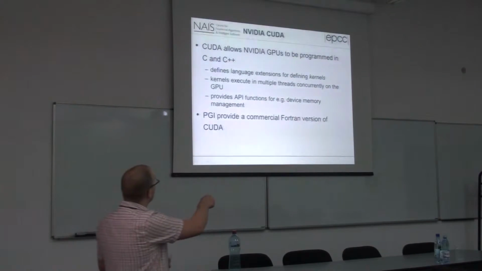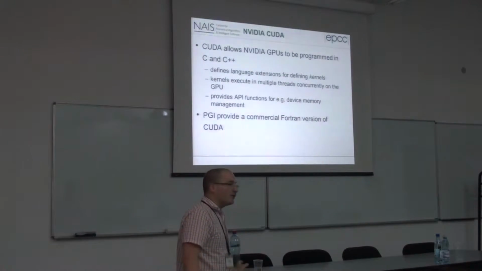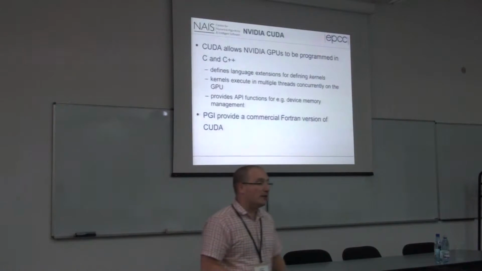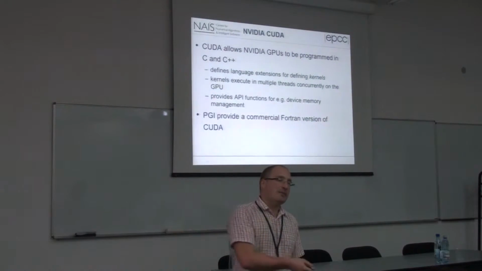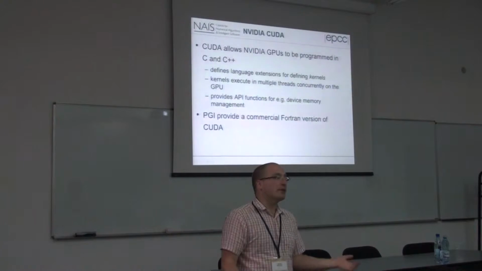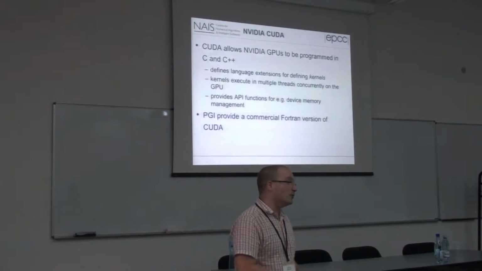And that's fine for C and C++, but that's no use for Fortran really. You don't really want to have to take parts of your Fortran code, rewrite them in C, and then call them from your Fortran code, which you can do, but it's not very nice.